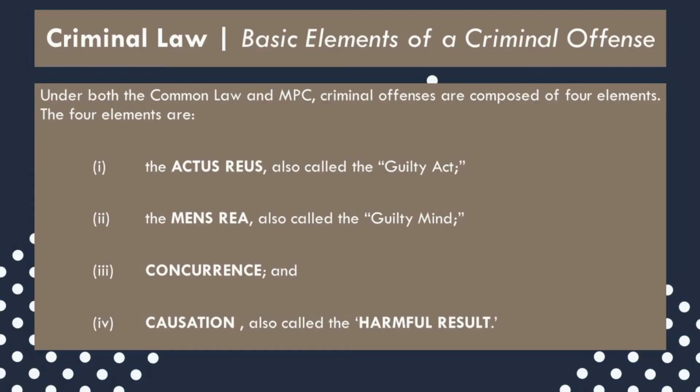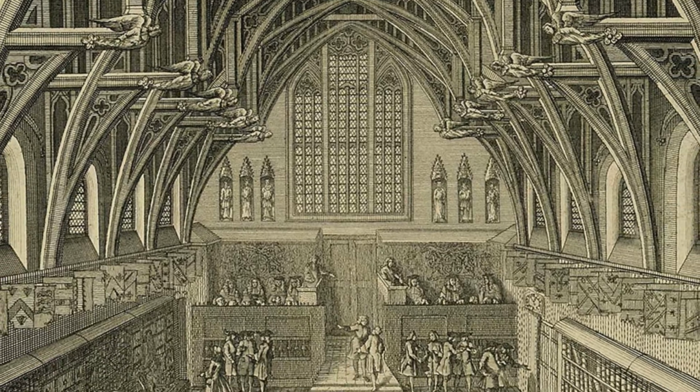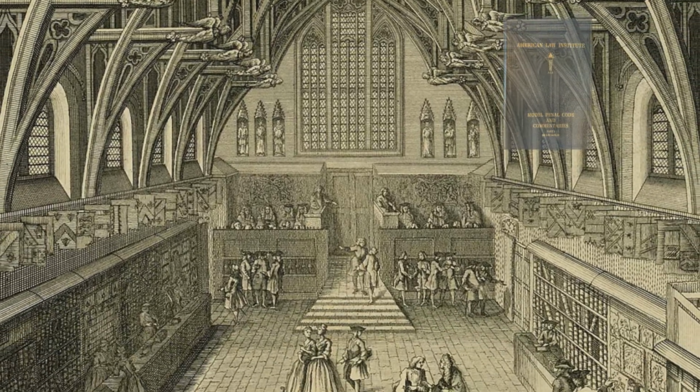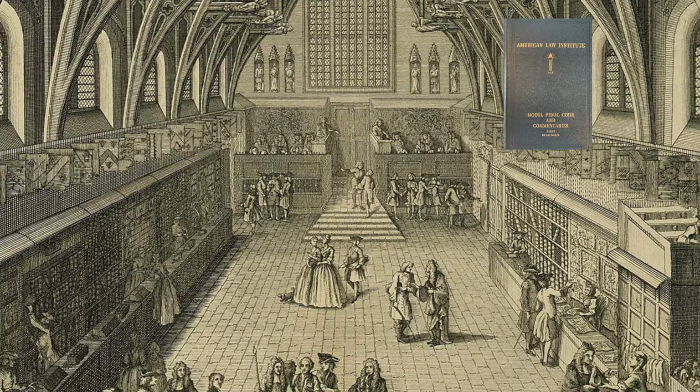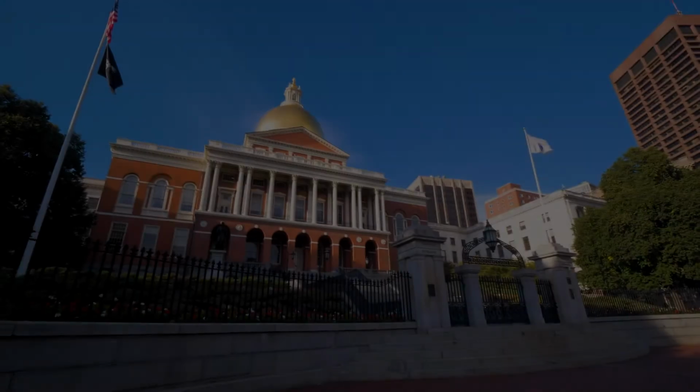Next, the course examines the basic elements of a crime before delving into the various criminal offenses themselves, each of which is examined from the perspective of the common law and the model penal code. The course usually concludes with a look at the justifications and defenses to the crimes covered.